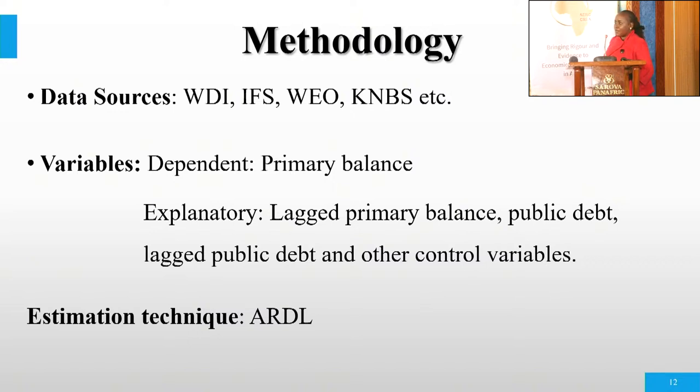Some of the proposed variables as of now: the dependent variable is the primary balance, where we take the fiscal deficit or the surplus. Then the explanatory variables would be lagged primary balance, public debt, lagged public debt, and other control variables, like a dummy for elections, a dummy for election year, and another one for the period when we don't have elections.